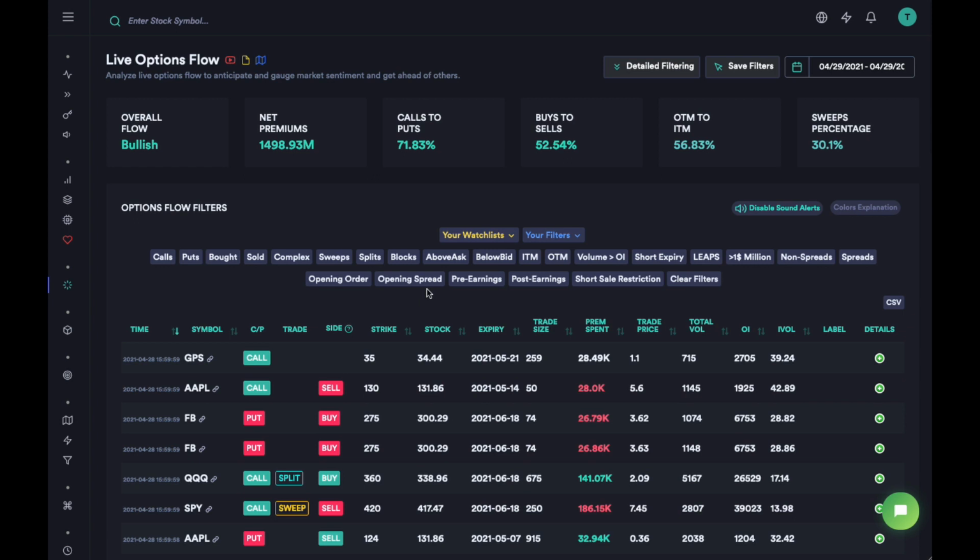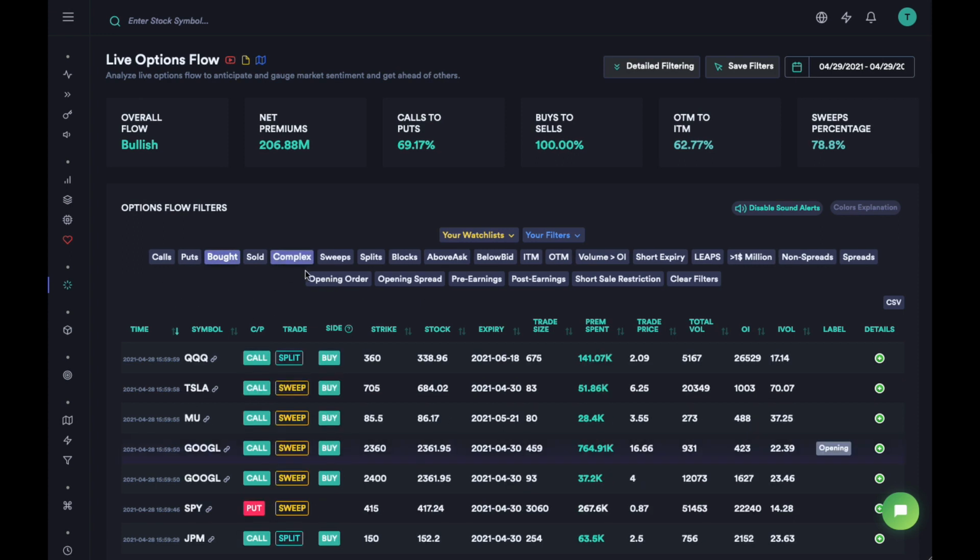So the first filter that you might want to use is bot and complex. So complex is going to show you all the trades that were either a split, a sweep, or a block trade. If you are new, you might ask what a sweep or a split or a block trade is.